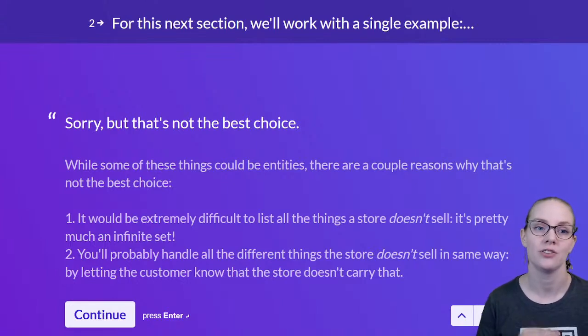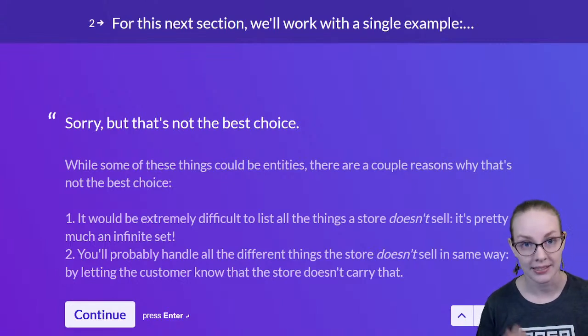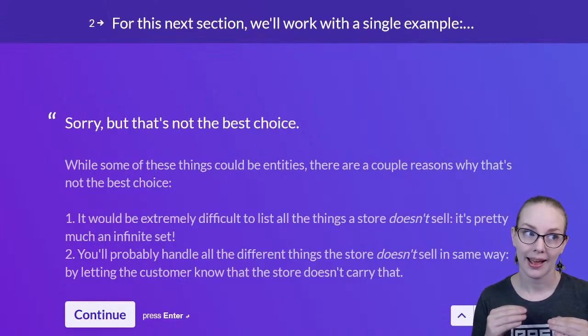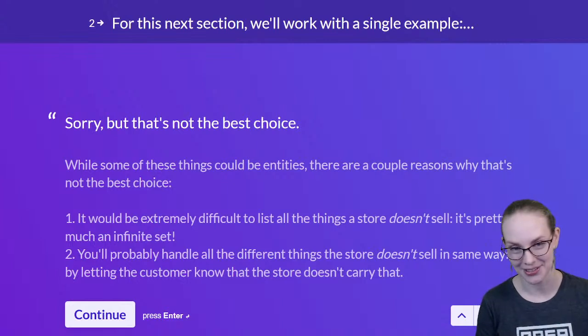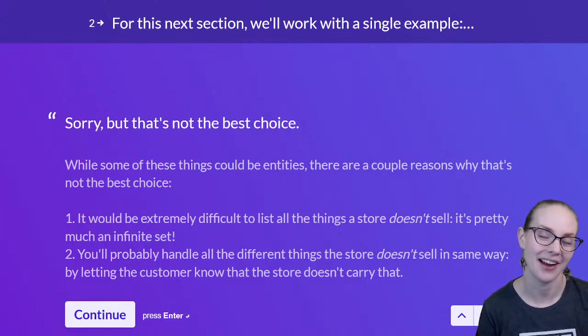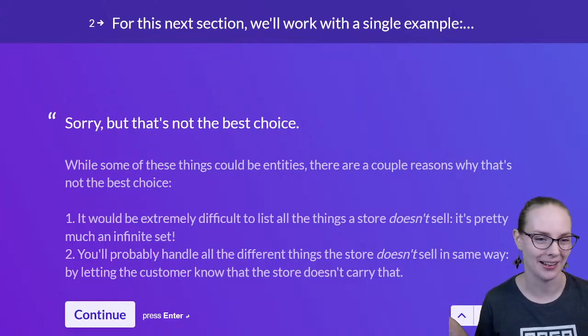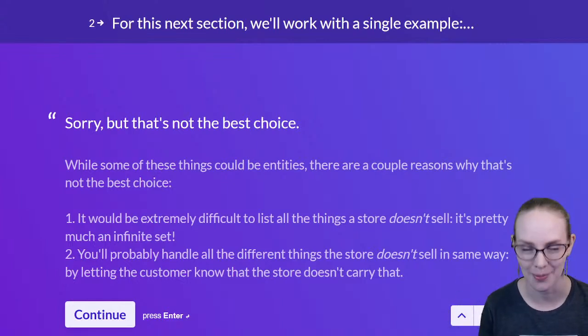If you are trying to treat the things that you don't carry as entities, that means you're going to need to provide training data or a lookup table. And the things that you don't sell at a store is pretty much an infinite set, right? You're not going to sell a brown dwarf, which is a type of star, at a pet food store, right?